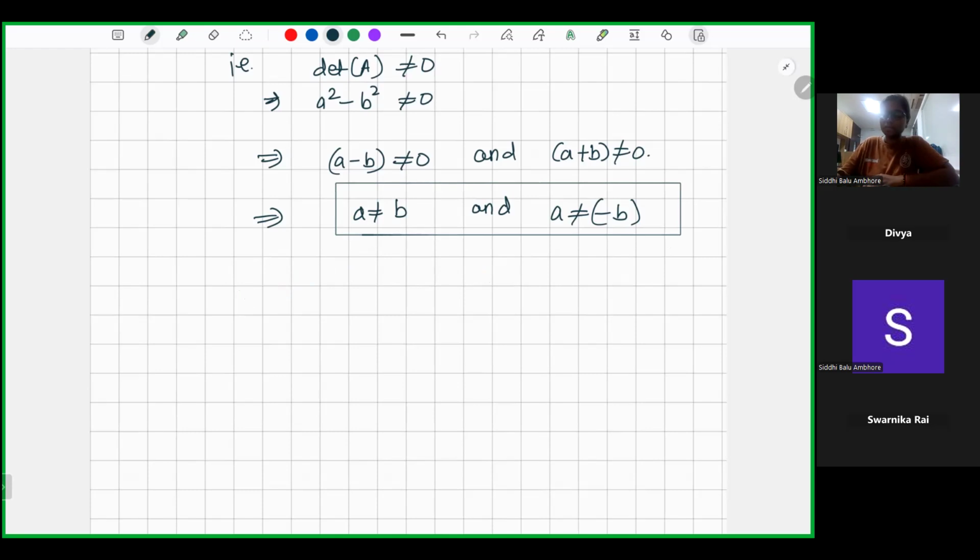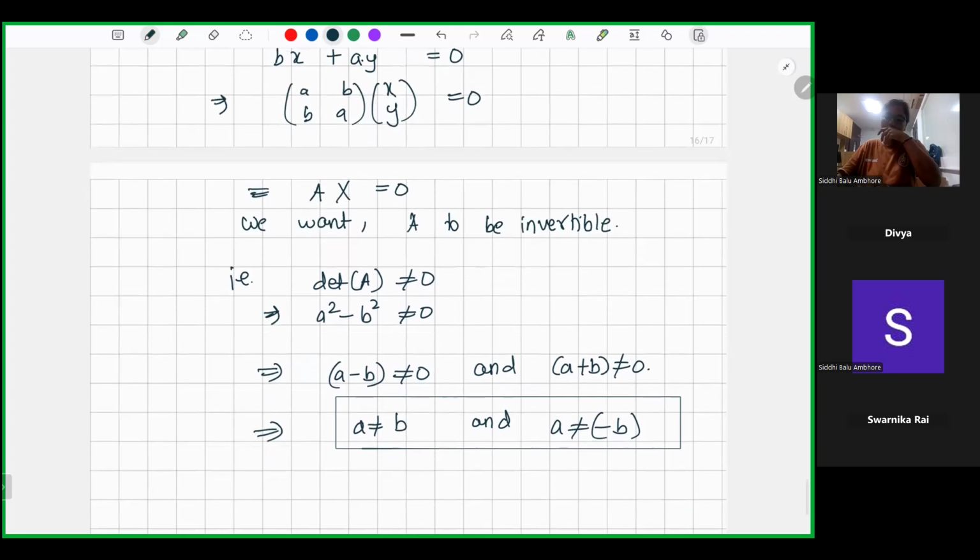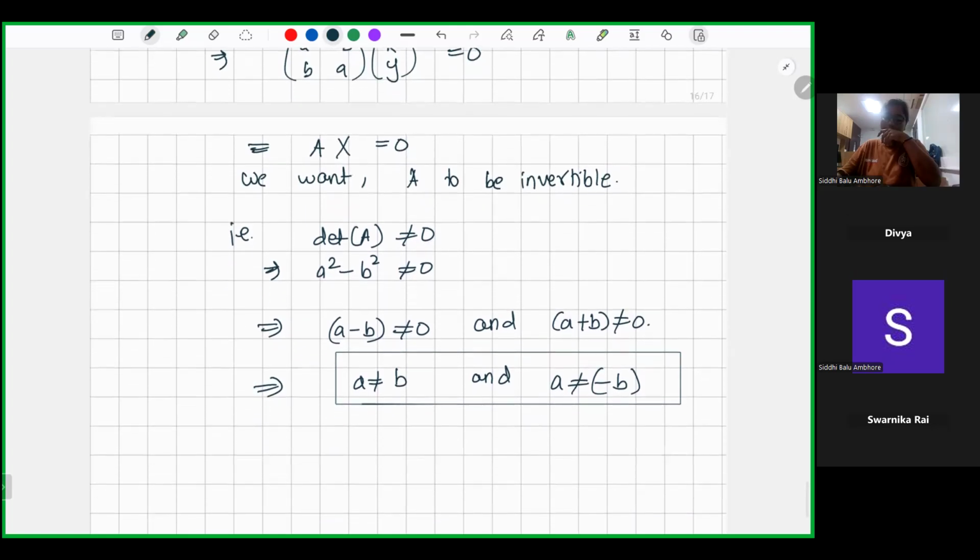I hope this is okay, right? Any other value other than this will give the unique solution, and therefore we can say any other form of A and B can form a basis.